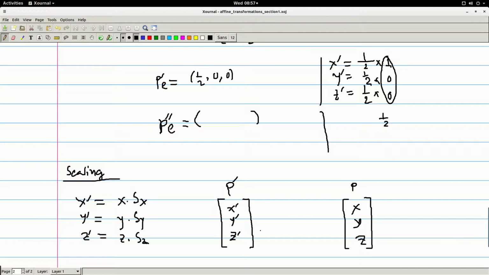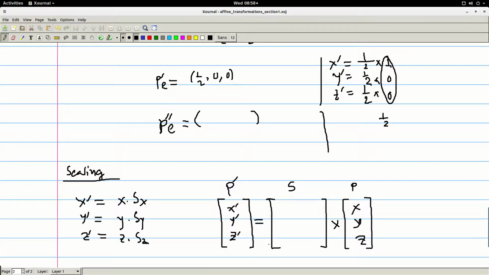Is that clear? And there will be some matrix sitting right here. And that's going to be our scaling matrix. Okay?